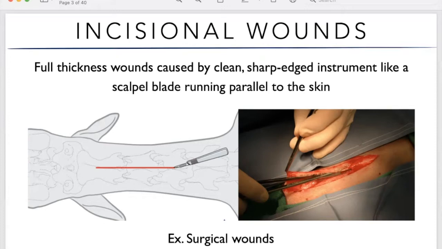All right. So first, incisional wounds or yung what we call incision. Right. These are full thickness wounds, meaning the entire layer of the skin is cut. Kaya siya full thickness. And this is usually caused by a clean, sharp-edged instrument, like a scalpel blade, running parallel to the skin. The most common example of this would be the surgical wounds, which we do in the clinic as veterinarians during our surgical procedures, right?